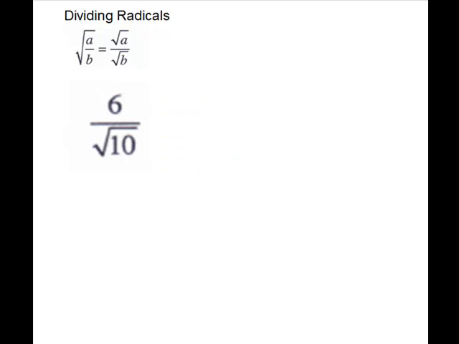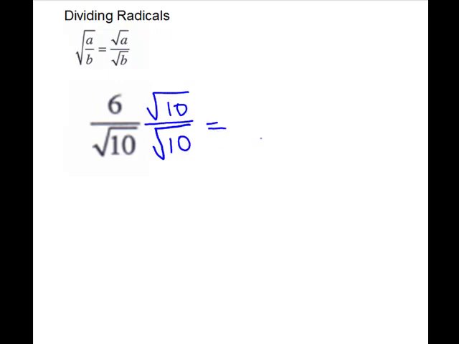Our next problem, 6 over the square root of 10. We also need to rationalize this denominator. We cannot do any reducing right now, so we'll go ahead and work on that denominator. If we multiply by square root of 10, that will take our radical off. Do the same to the numerator.